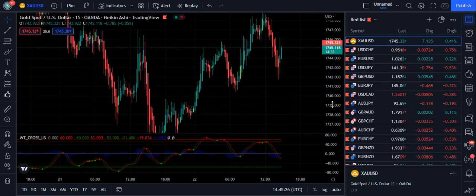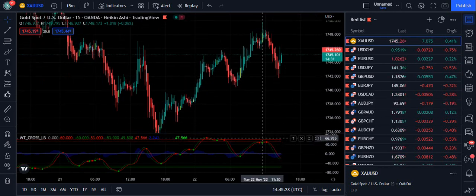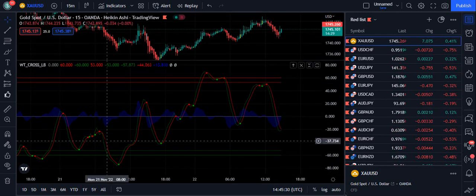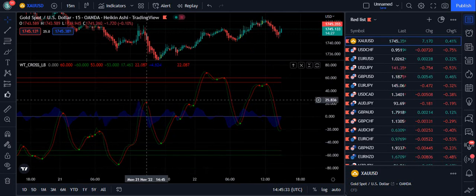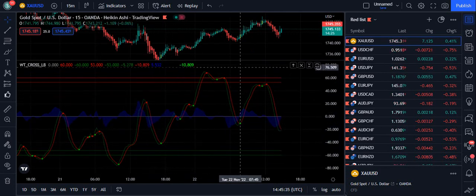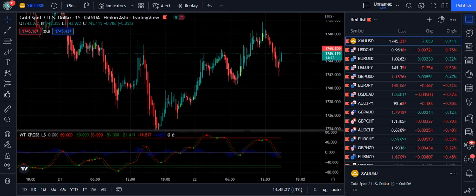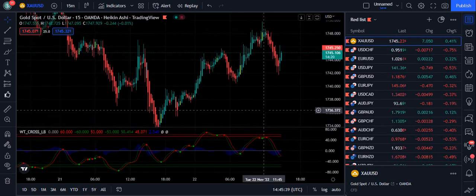Okay, so if I attach this indicator on my screen, it has a basic look like this. So it basically works in the form of some moving averages and some entry signals. So today we are going to filter out the best signals from the wave trend.